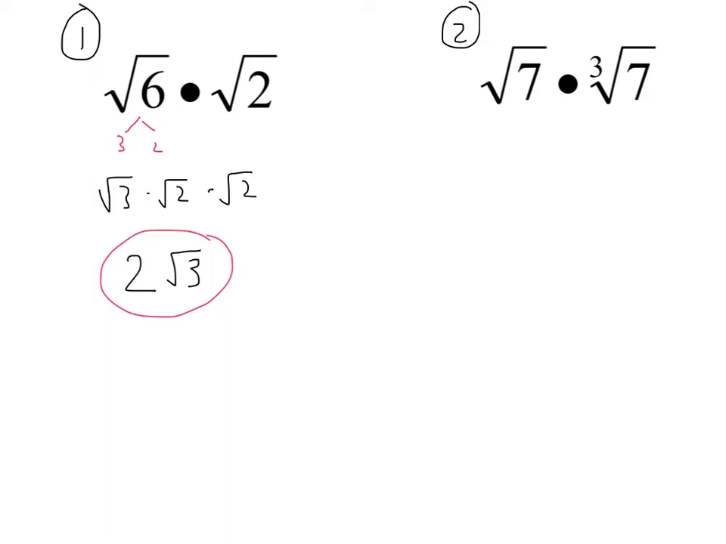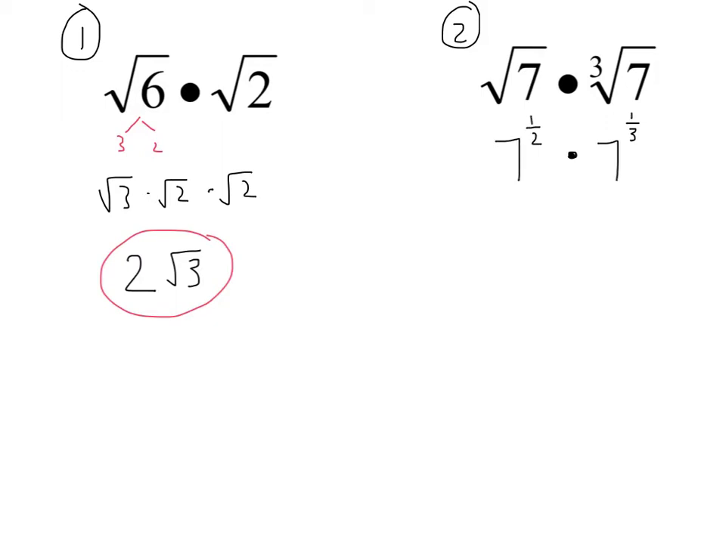Alright, now if we look at number 2, this problem is different. We cannot do the same thing that we did on number 1, because this is a square root and this is a cube root. So we can't treat this problem the same way. But what could we do? Well, one thing we can do is rewrite this problem using fractional exponents. The square root of 7 is the same thing as 7 to the 1/2 power. And the cube root of 7 is the same thing as 7 to the 1/3 power.